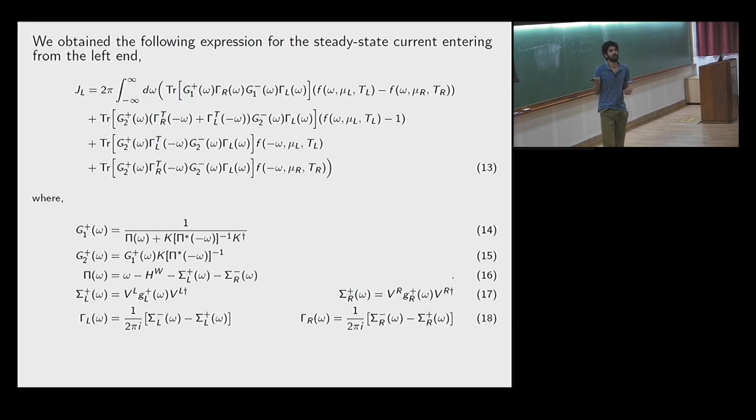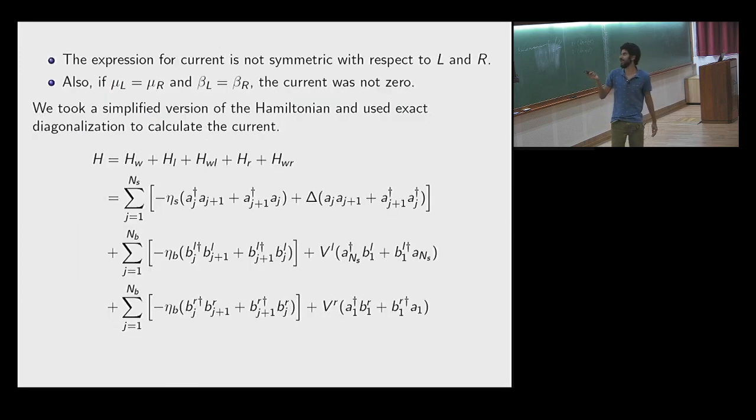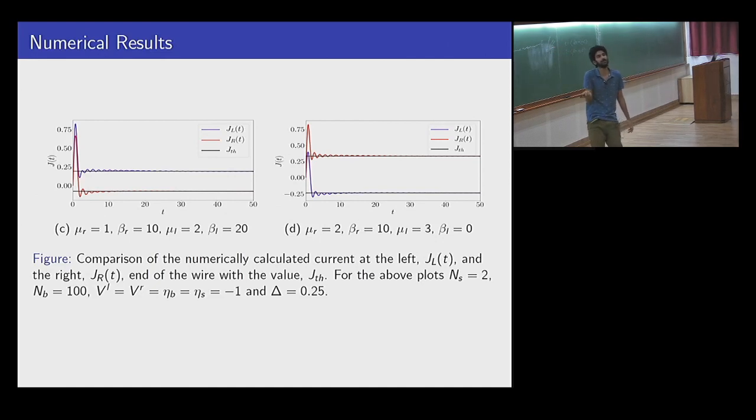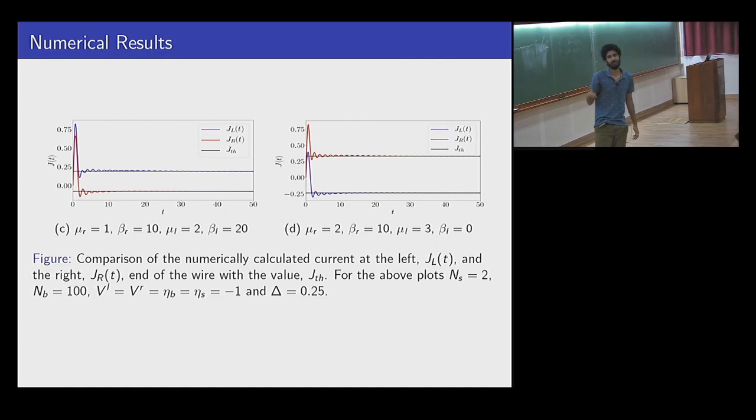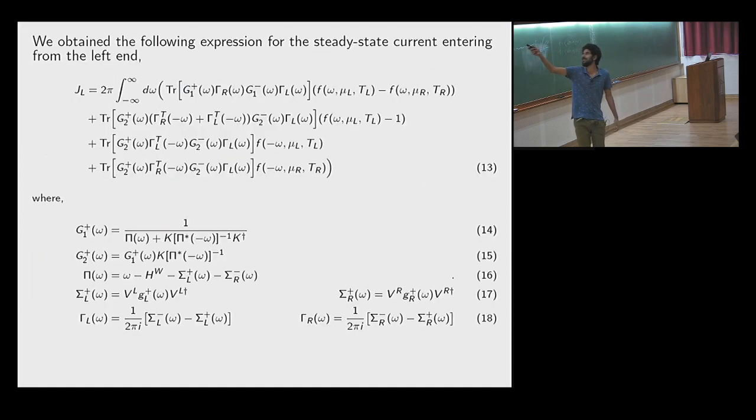And you said that from this expression, it was not evident that for mu L equal to mu R and TL equal to TR, it's 0. When you computed numerically, it's 0. So what was wrong? No, that I didn't say. I just said that even if you calculate numerically, you don't get 0. I'm saying the numerical simulation matches with this expression. But then you don't get 0 current. What's the reason for that? I don't have any answer for that yet.